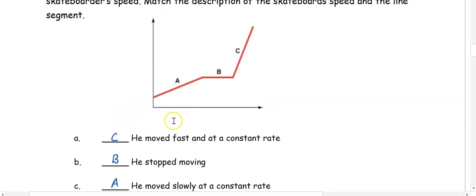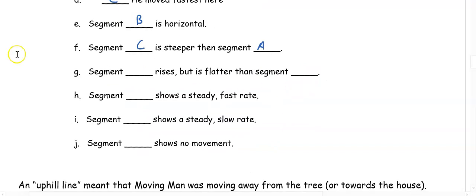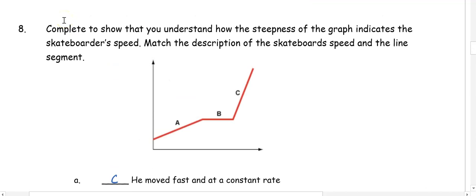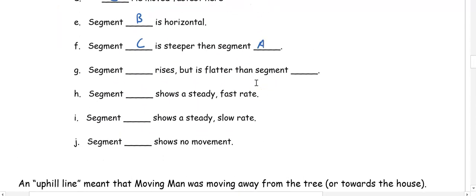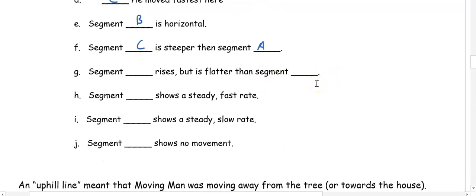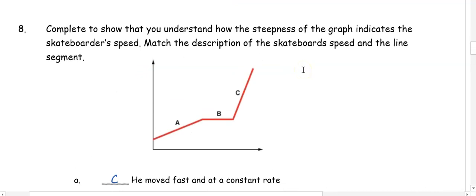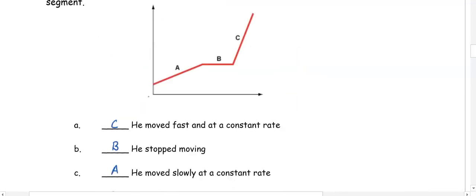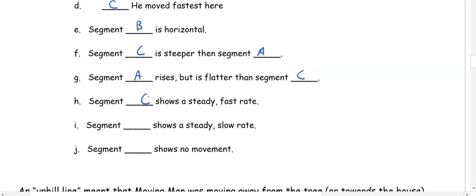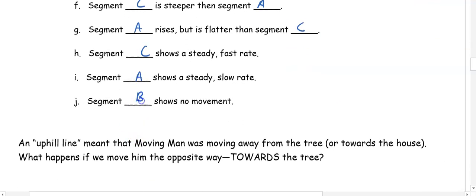The segment that he is stopped in is B because it's a horizontal line, and C is going to be steeper than A because it's going up faster. The segment rises in A and C, but A is flatter than segment C. So A rises but it's flatter than C. If we're looking for a steady fast rate, that's going to be C. A steady slow rate is going to be A, and no movement is B.